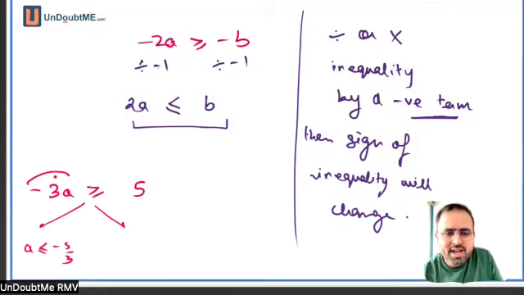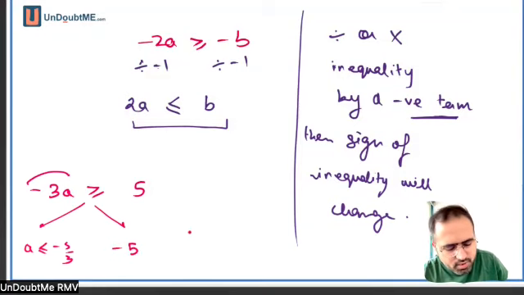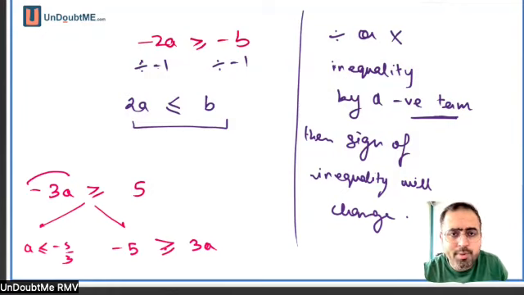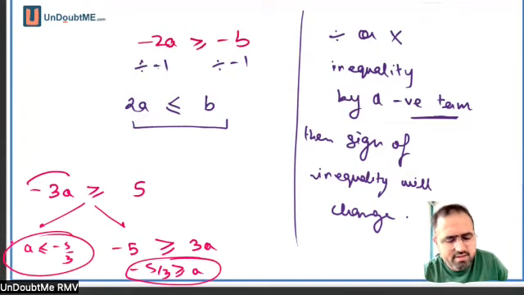Since you are sending -3 and 5 across, you need not change the sign of inequality. It will be taken care of automatically. So 5 goes to the left, it will become -5. -3 goes to the right, it will become +3. The sign of inequality is taken care of automatically. Now you will divide both sides by 3. It was +3, so no change in sign. So I will get -5/3 greater than or equal to a. You can see the result is the same in both cases.